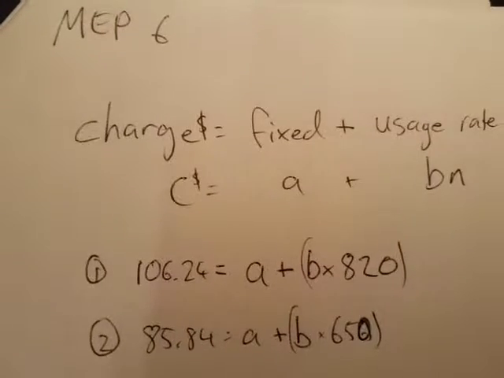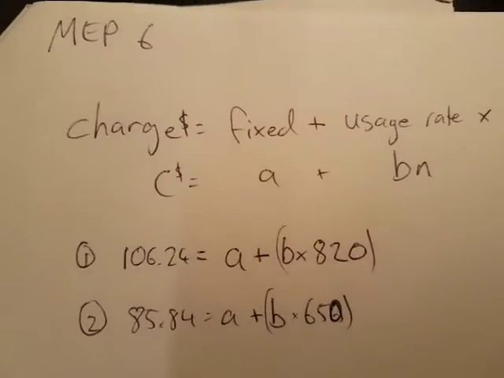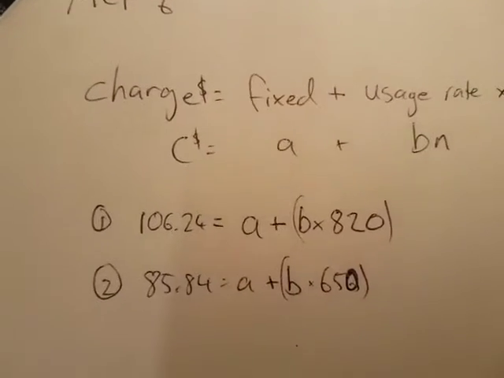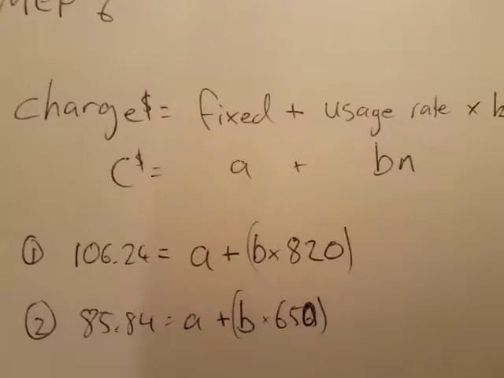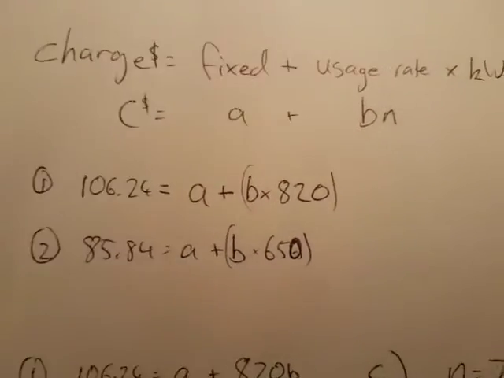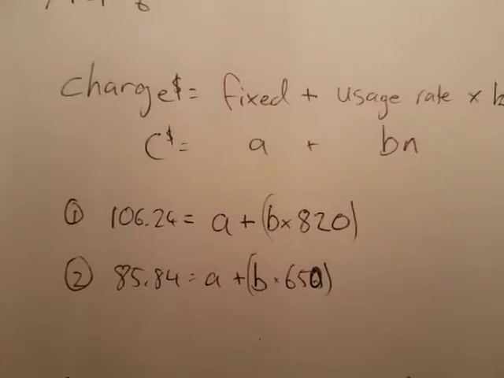Okay, so this is in chapter 2, mixed exam practice, question number 6, looking at calculating someone's power bill. So they've given us this formula, C equals A plus BN. Whenever you're given a formula, make sure you can understand and remember what those things mean.